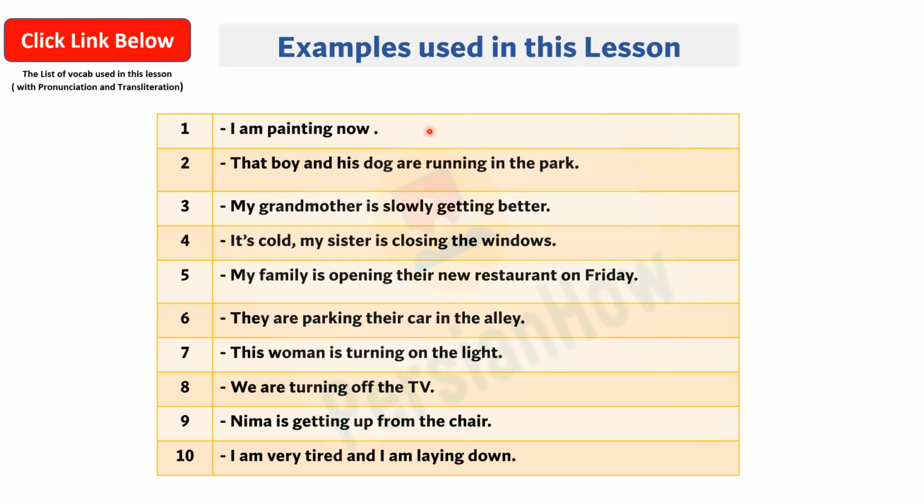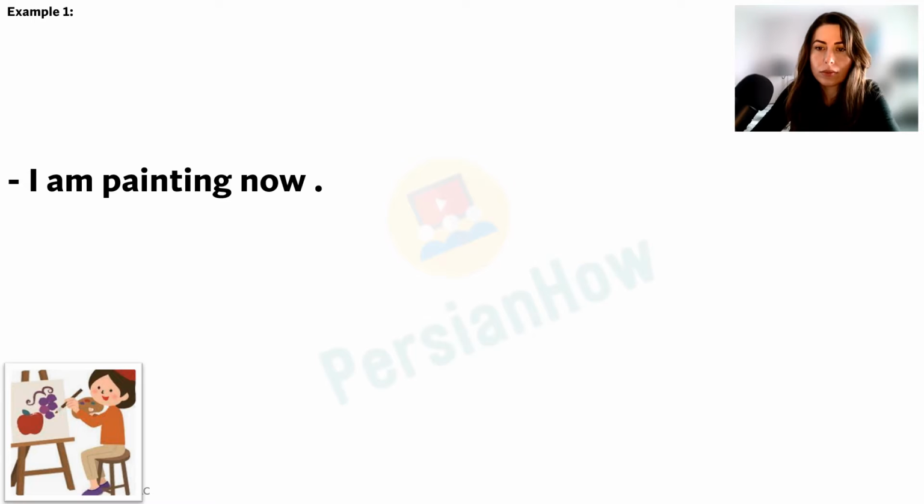So here are the examples that I used in this lesson. We are going to translate these examples into Persian, and it will be a great practice for you. Let's start with the first example, which is short and easy. So here we have a sentence and it says, sorry, let me be closer to my microphone. Okay. I am painting now.